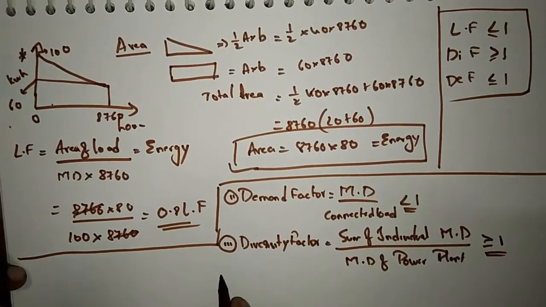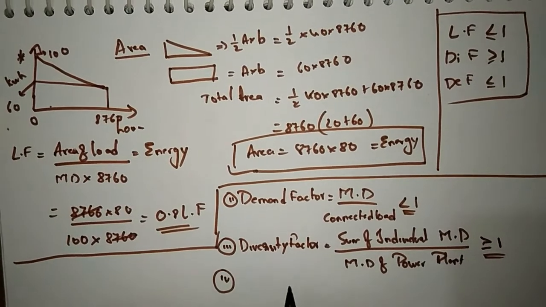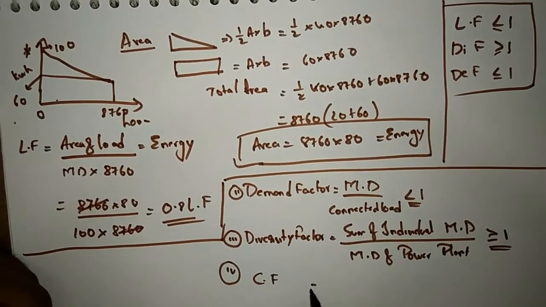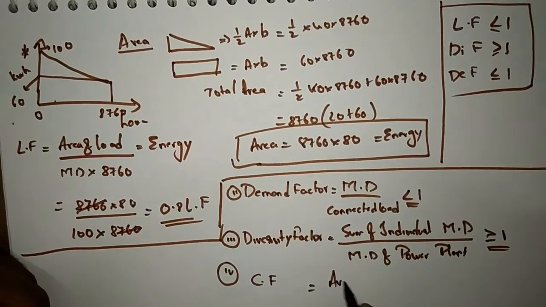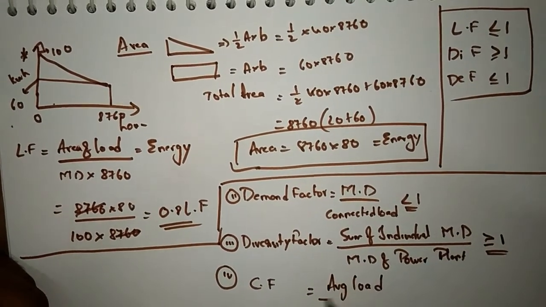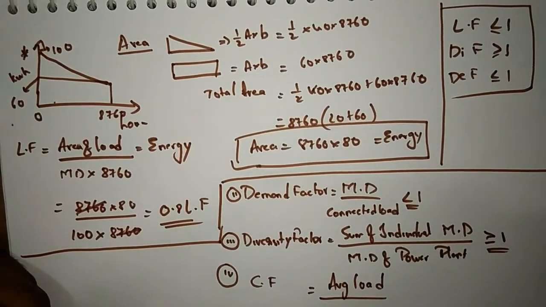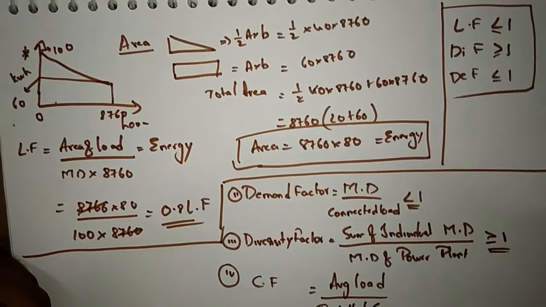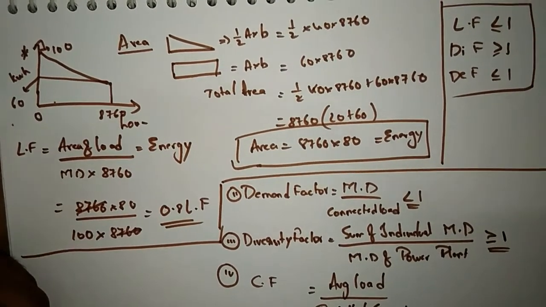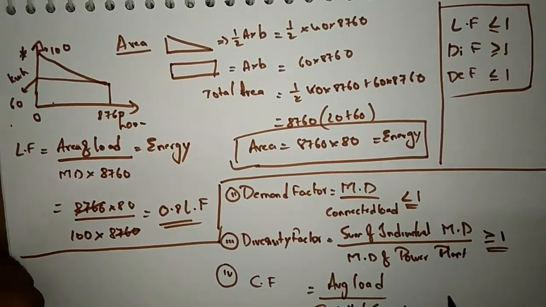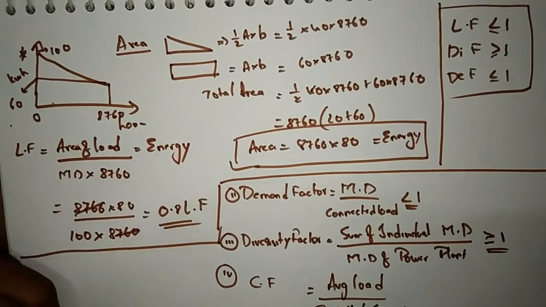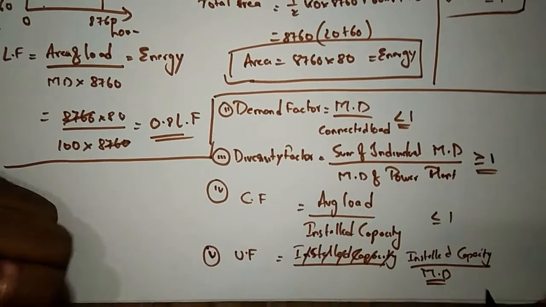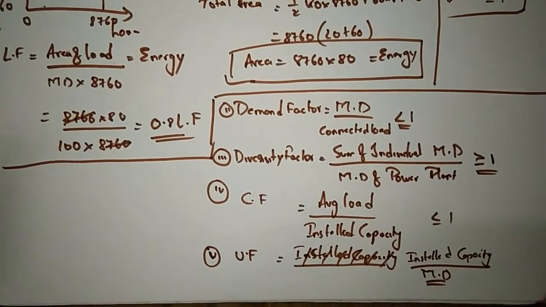So I have been mentioning capacity factor and utilization factor, right? Capacity factor is average load by rated capacity or installed capacity of plant. So this is also less than 1. Utilization factor is nothing but maximum demand by installed capacity.